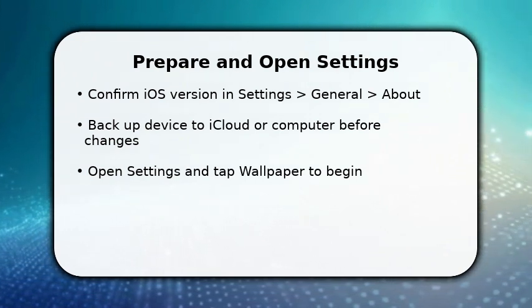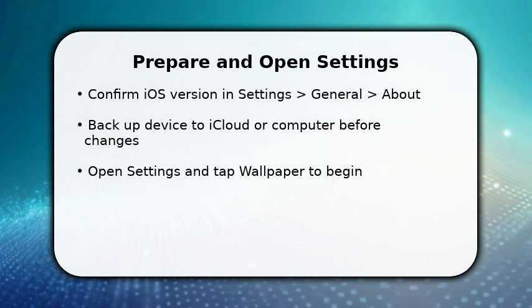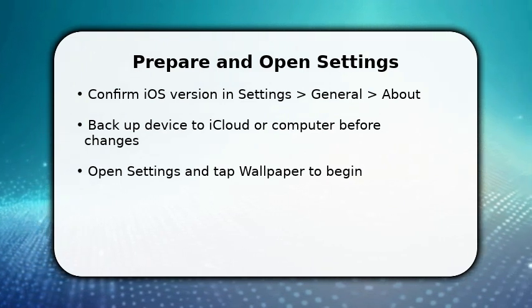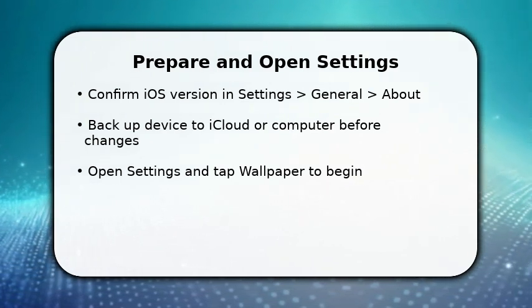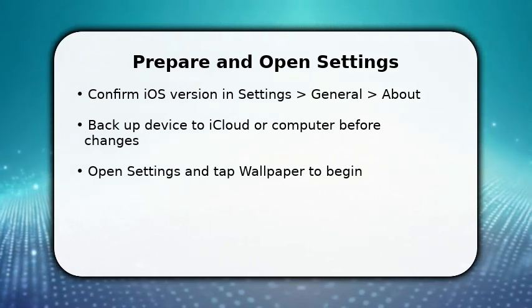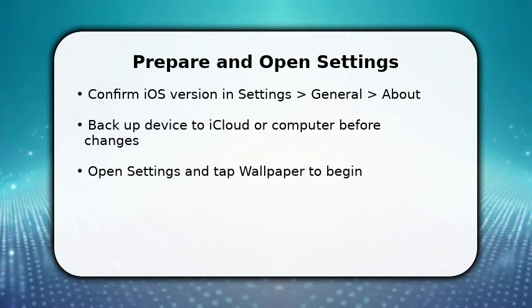Tap Choose a new wallpaper, and you'll see dynamic, stills, and live options. Pick the type that fits your aesthetic. Make sure Photos Access is enabled if you'll use a saved image. This early setup prevents permission issues and keeps your layout intact as you proceed.